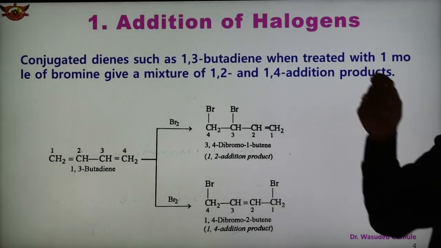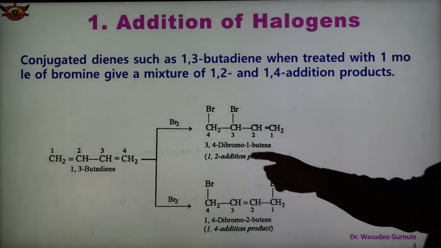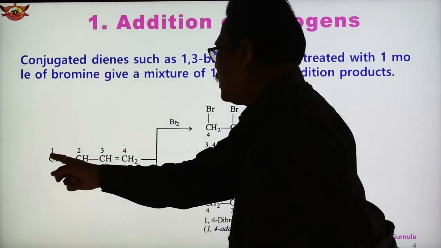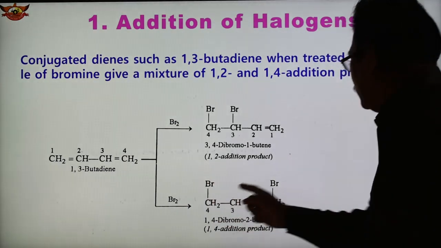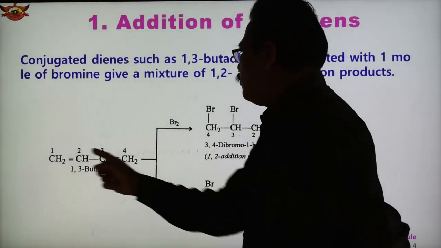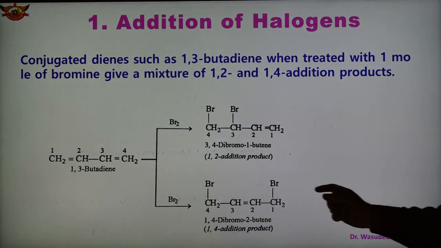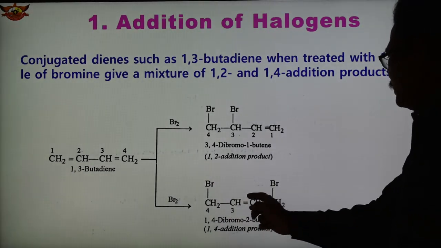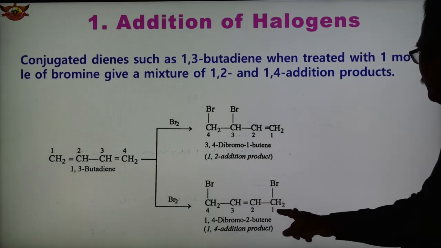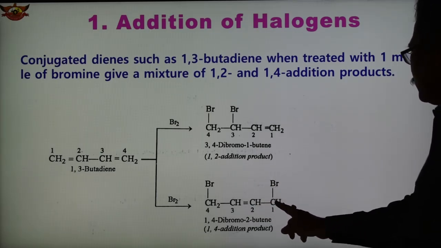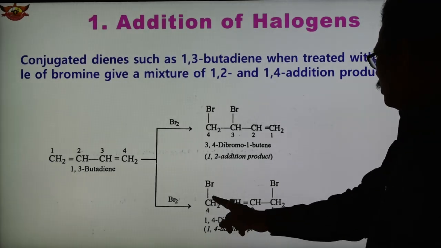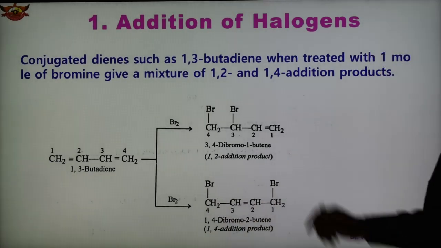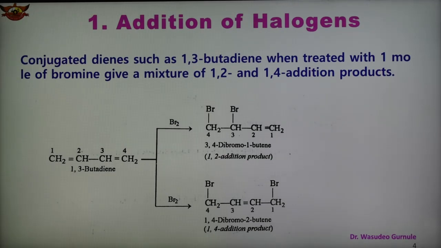Now the major product is the 1,4 addition. Here the bromine is added on carbons number 1 and 4. One bromine is here and the second is here. This is known as the 1,4 addition product, and this is the major product. After the addition, the double bond is shifted here because of valency. Numbering 1, 2, 3, 4, this is 1,4-dibromo-2-butene. In this way we get two products, the 1,2 addition and the 1,4 addition, and the 1,4 addition product is the major product in the addition of halogens.